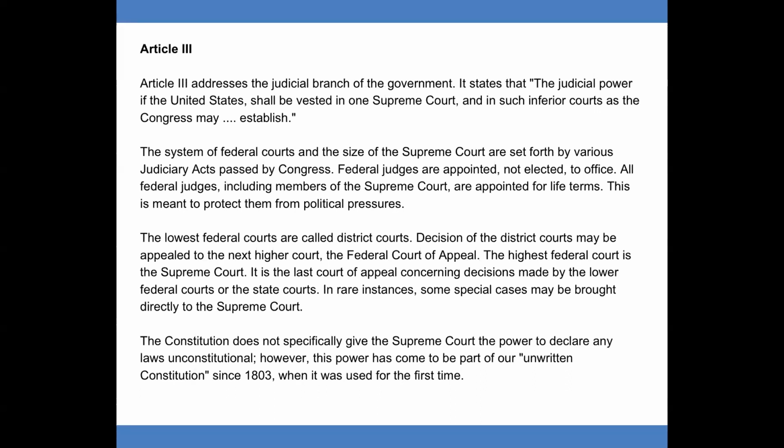All federal judges, including members of the Supreme Court, are appointed for life terms. This is meant to protect them from political pressures. The lowest federal courts are called district courts. Decisions of the district courts may be appealed to the next higher court, the Federal Court of Appeals. The highest federal court is the Supreme Court. It is the last court of appeal concerning decisions made by the lower federal courts or the state courts. In rare instances, some special cases may be brought directly to the Supreme Court.